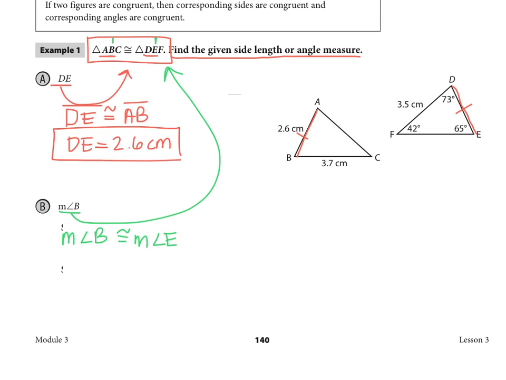In my picture, I mark that. Angles we mark by putting these little arcs in them. It's not a square arc, it's just like a curve, right? B and E. So if E is 65 degrees, then that means the measure of angle B must also be 65 degrees.